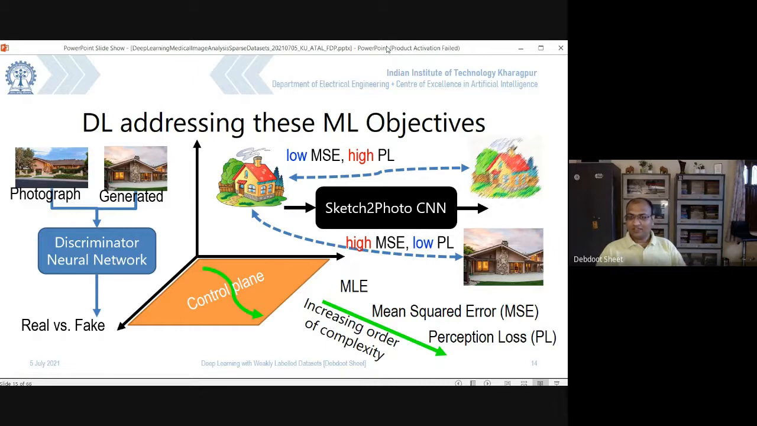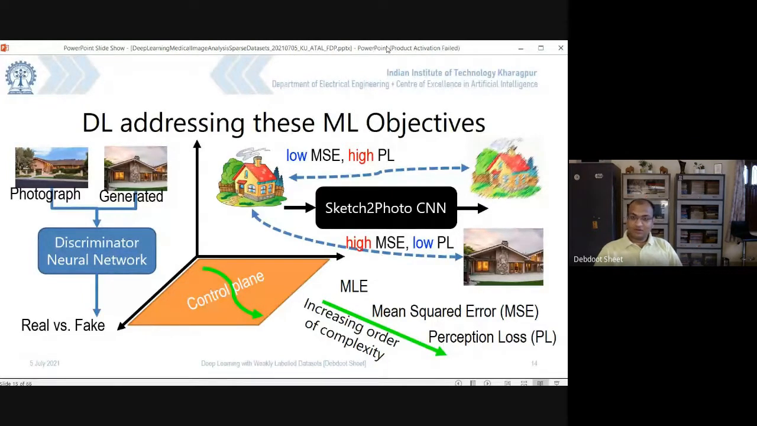The only way you can start making this discriminator believe that whatever I am feeding from a generator is also a photograph is when the generated one starts looking like a photograph, as in over here. Once you are able to achieve that, that's something we do in adversarial learning. I will be coming to that as well. But once you are able to do that, this Sketch2Photo CNN can very easily start generating things which start looking like a photograph.